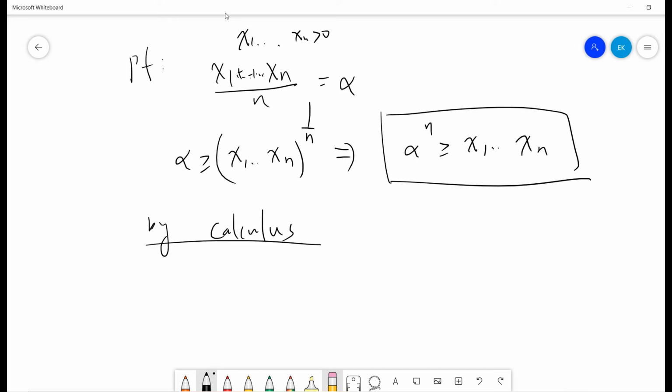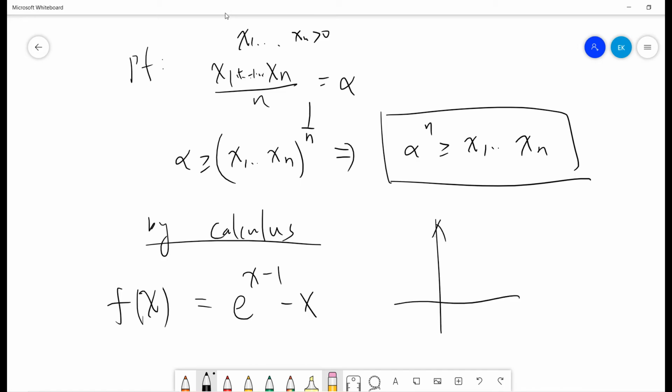Okay, so it's not directly by calculus, but I would first establish that I define f of t, maybe f of x is better, defined to be exponential x minus 1 minus x. Okay, so let's see what the zeros are. So if x is 0, then we get 1 over e, right? And then let's see the derivative. Okay, so the derivative is this.